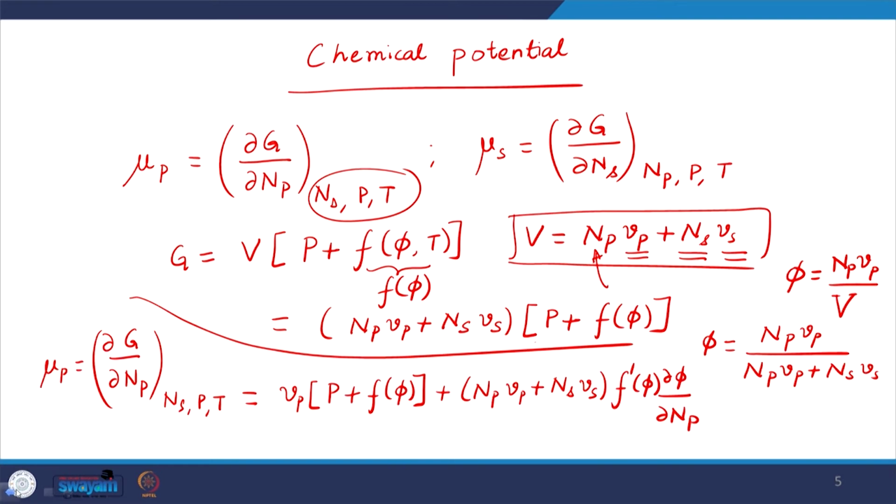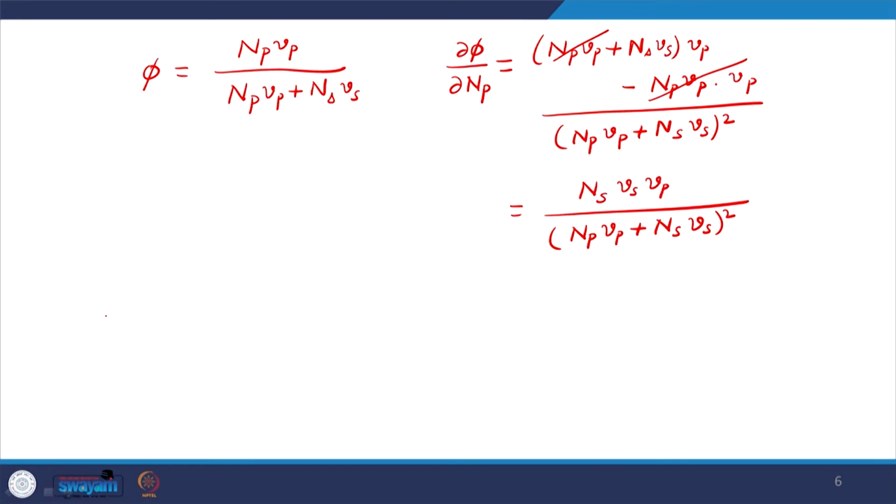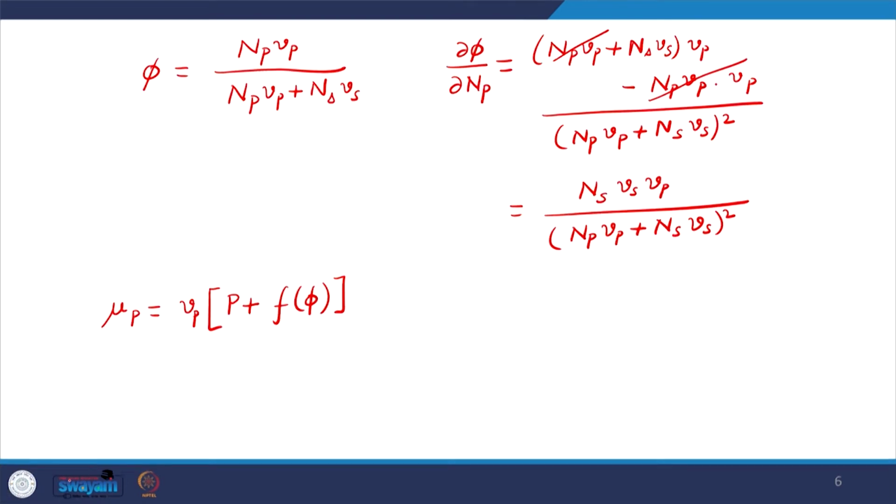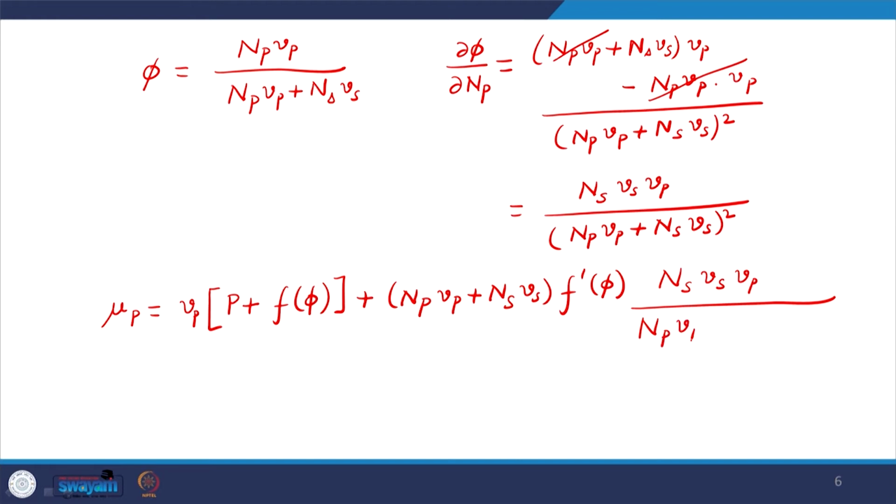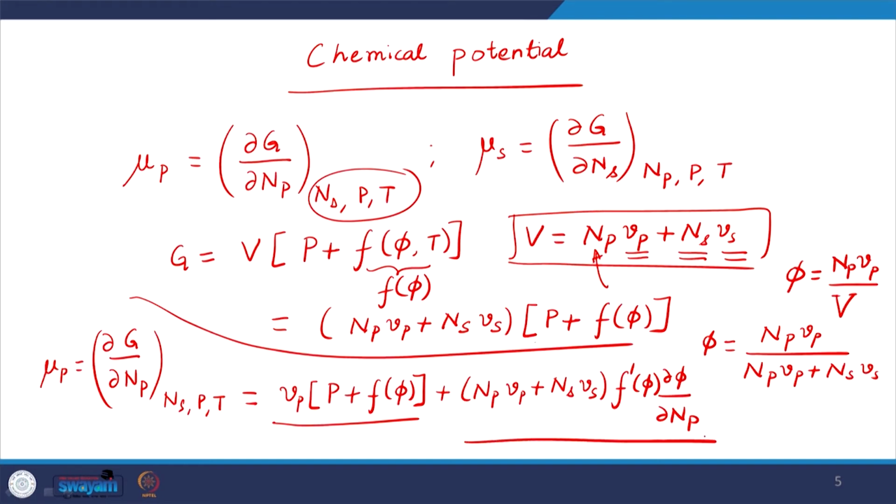So, if I put that thing in the expression that we had obtained earlier, what we are going to have is mu_p is equal to V_p multiplied with P plus F phi, that was the first term right here, and the second term will be plus N_p V_p plus N_s V_s F prime phi multiplied with ∂phi/∂N_p, and that is N_s V_s V_p divided by N_p V_p plus N_s V_s whole square, using the term, that is second term right here.